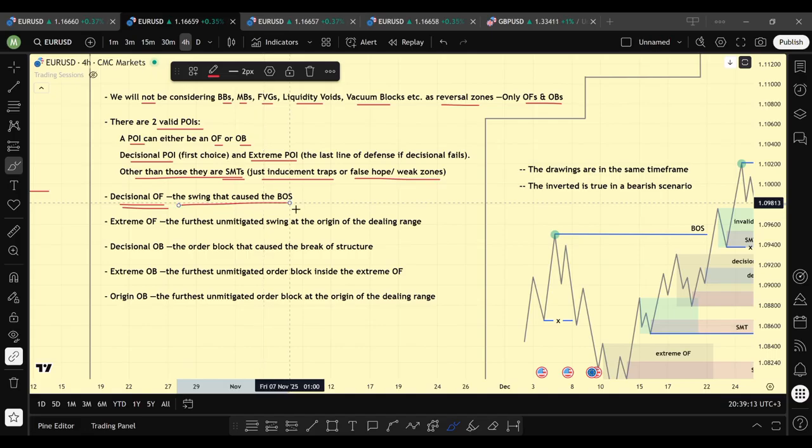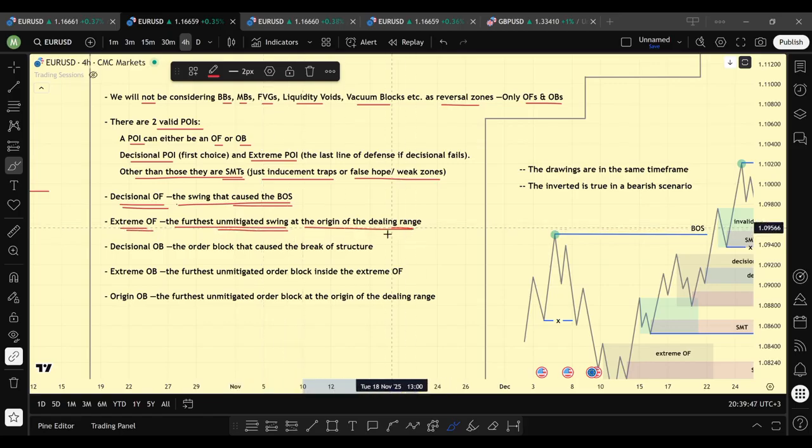By the way, if the theory is not making sense, don't worry. We will be covering the practical part, and there's a diagram above here that I will be using to showcase these words. So the decisional order flow is the swing that caused the break of structure. I will showcase exactly what I mean by causing the break of structure. Now the extreme order flow is the fastest unmitigated swing. This is very important: the fastest unmitigated swing at the origin of the dealing range.